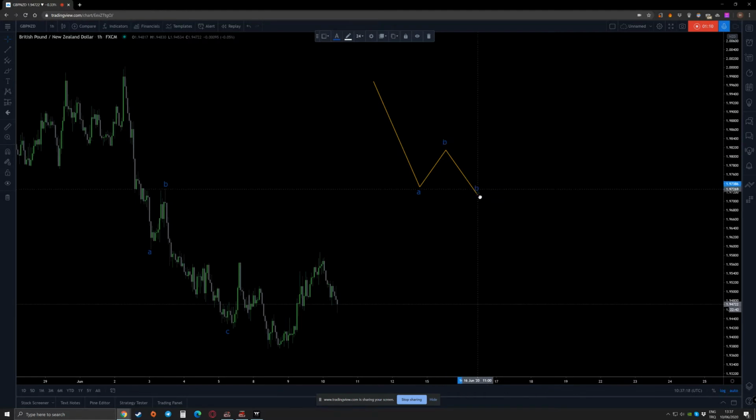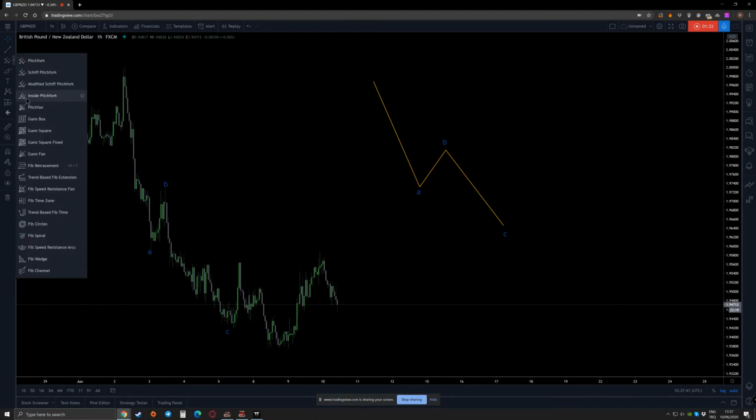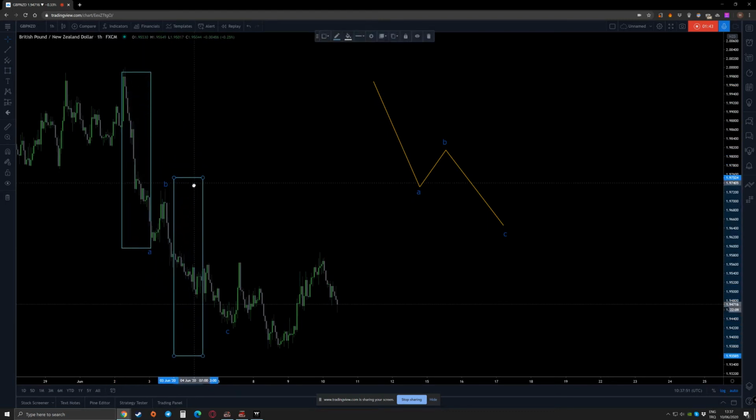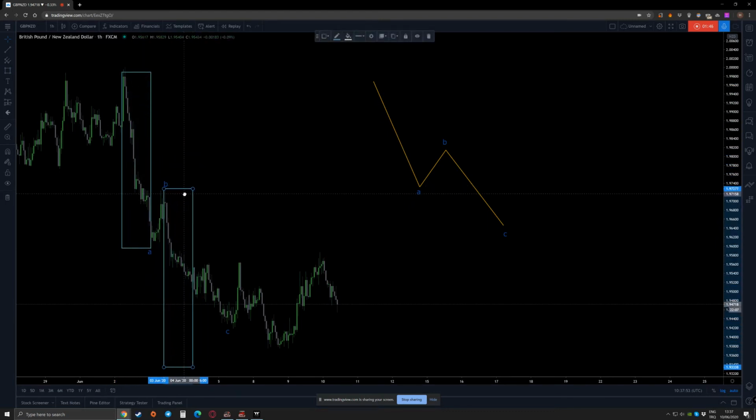This C wave, whatever wave started here after the wave B, has to pass the wave A low. In this case, we have this, and it will make a substantial new low. But in wave A, wave B, and wave C, we have a couple of rules. The first rule is that the time of wave A has to be similar or equal to wave C. Now in this situation, if you take the time and put it to wave C, it's nowhere near.